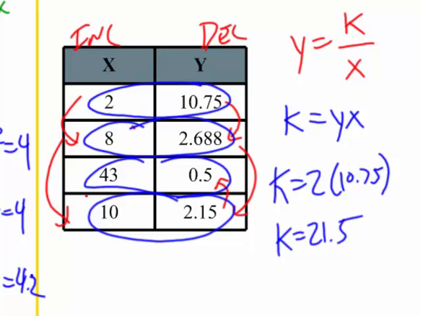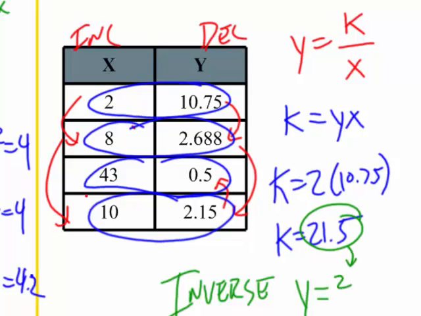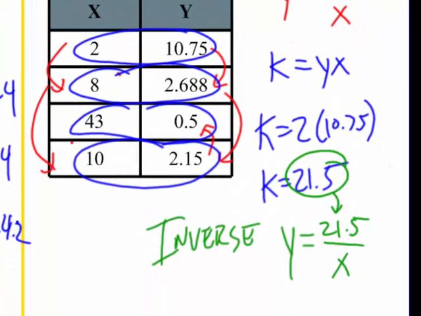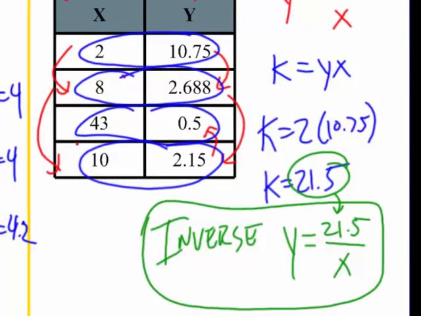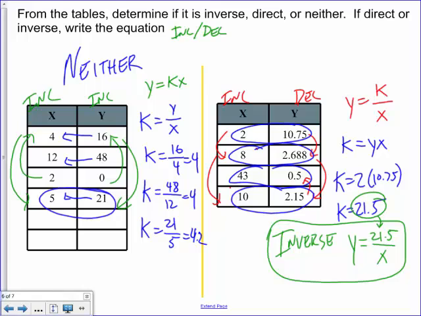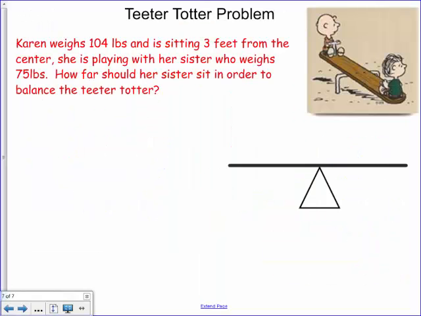So then it says list whether this is inverse variation. And if it is, write the equation. So if it's inverse, I should say y equals, well, the k. So 21.5 divided by the x. There's my equation. Okay, so always look to see if they're increasing or decreasing. And then that can tell you whether it could possibly be direct or inverse.